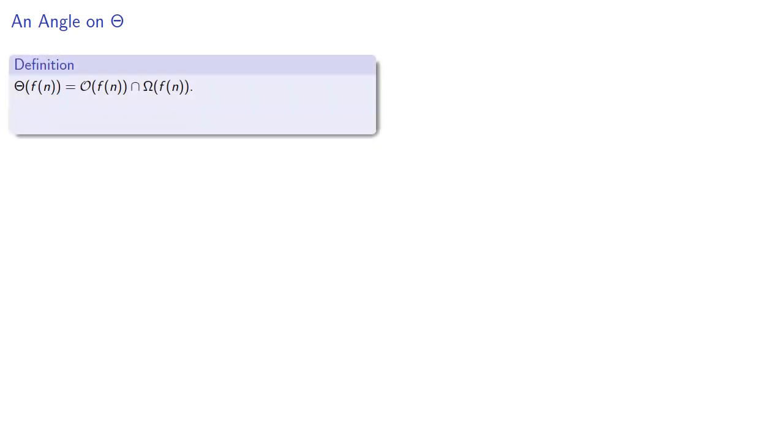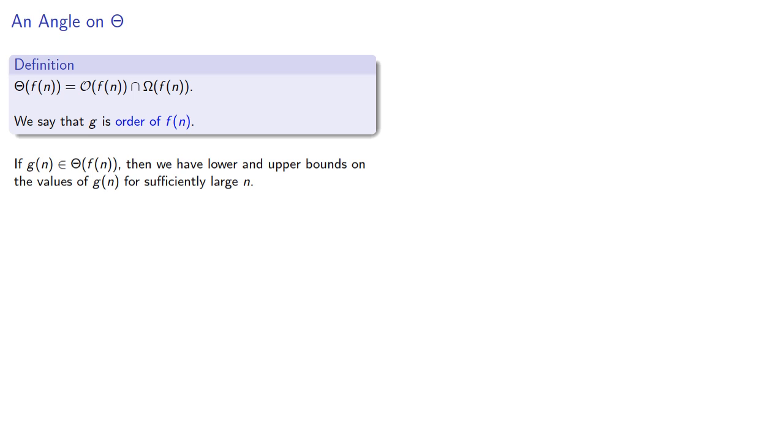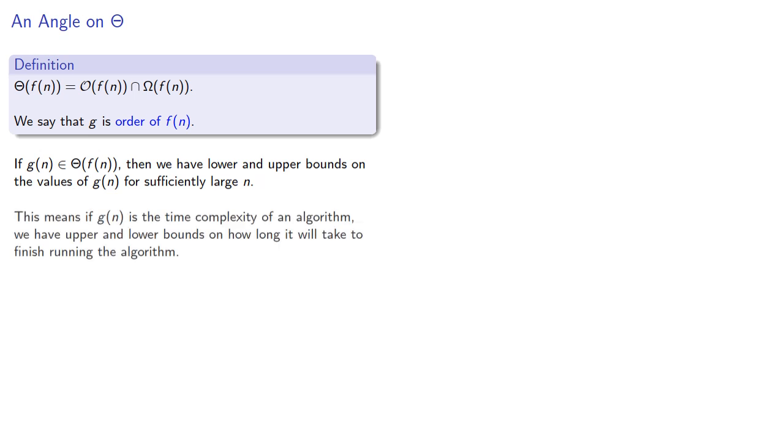And this motivates the following definition for theta of f of n, which will be the intersection of big O of f of n with omega of f of n. And we say that g is order of f of n. What this means is that if g of n is order f of n, then we have lower and upper bounds on the values of g of n for sufficiently large n. This means if g of n is the time complexity of an algorithm, we have upper and lower bounds on how long it will take to finish running the algorithm.